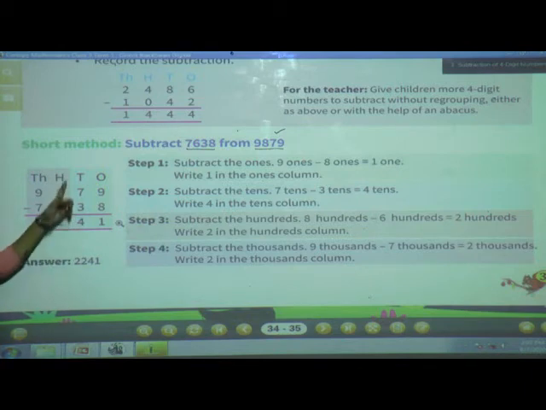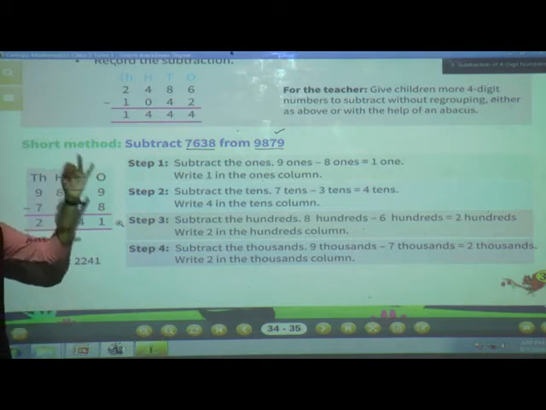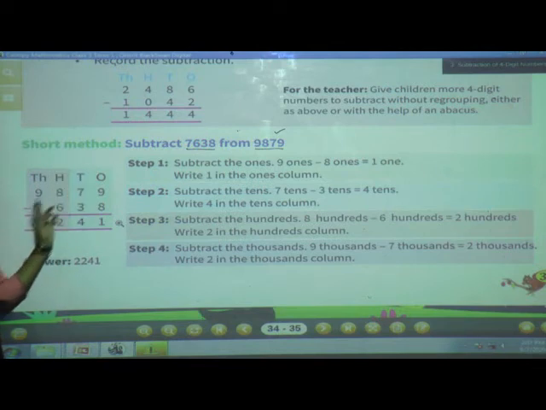Now see the tens place. Here 7 tens and here 3 tens are there. So 7 tens minus 3 tens. If we do the subtraction, 7 minus 3, after 3 you have to count your fingers till 7. So count your fingers 4, 5, 6, 7. So how many tens? 7 tens minus 3 tens is equal to 4 tens. So we will write 4 in the tens column. Okay.